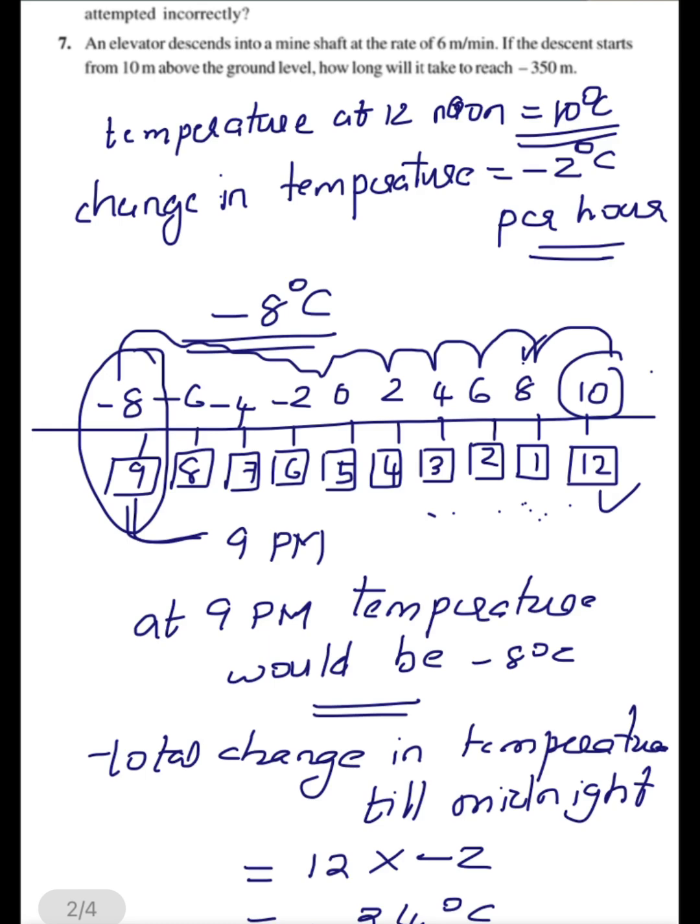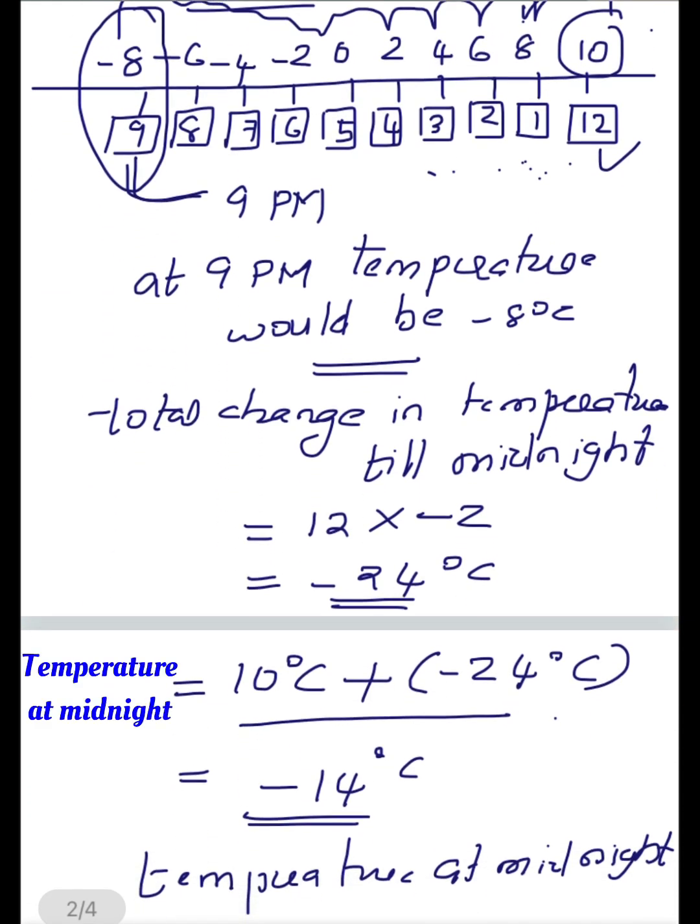That is, the temperature at noon is given as 10 degrees Celsius, and there is a change of minus 2 degrees Celsius per hour. Okay, and since till midnight the total change in temperature will be 12 into minus 2, you will get the answer as minus 24 degrees Celsius.